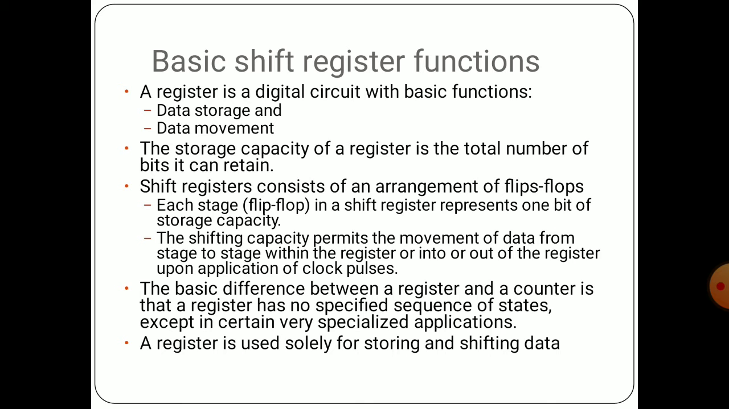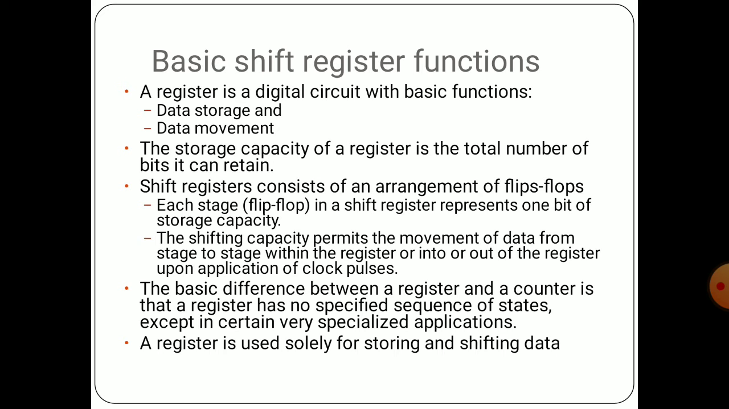The shift register consists of an arrangement of flip-flops, where each stage of the shift register represents 1 bit of storage, since each flip-flop is capable of storing 1 bit of information. The shifting capability permits movement of data from stage to stage, either in serial fashion or parallel fashion: serial in, serial out; serial in, parallel out; parallel in, serial out; and parallel in, parallel out. It depends on the data movement between the different devices.